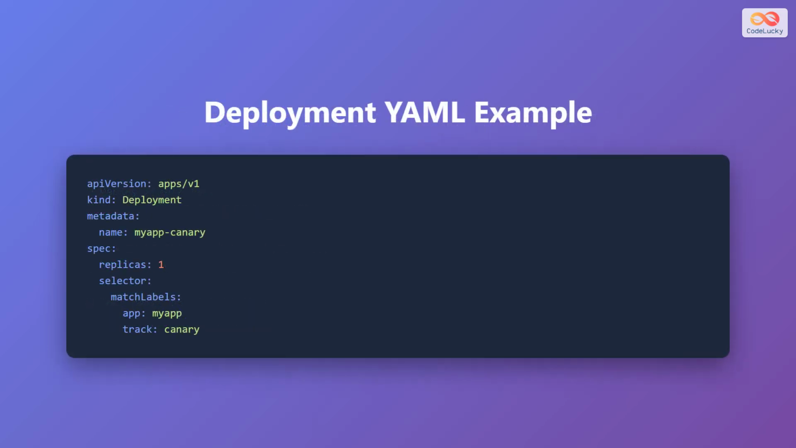Here's a simplified example of a canary deployment YAML configuration. The API version is apps/v1, and the kind is deployment. In the metadata, you name it myapp-canary to distinguish it from your stable deployment. In the spec section, you set replicas to 1, which represents your canary traffic percentage. The selector uses match labels with app: myapp and track: canary, allowing the service to route traffic to both stable and canary versions.